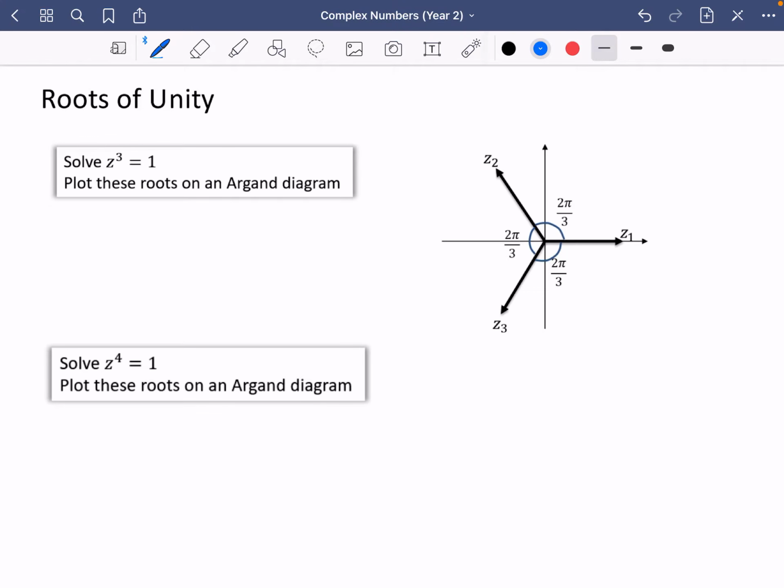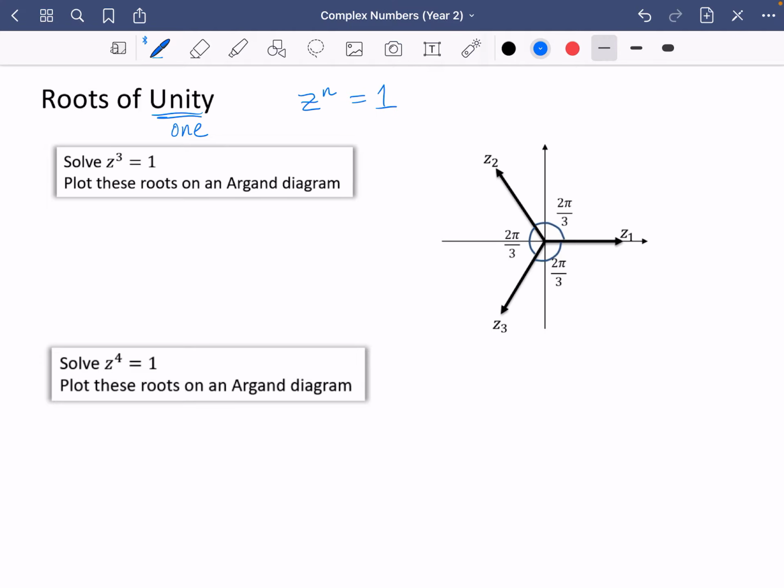Okay, we're going to continue with exercise 1F, and the second part of this is to do with something called roots of unity. Now, roots of unity makes you think of 1. So roots of unity are equations that are in the form z to the power of n equals 1. So what are the roots of 1?